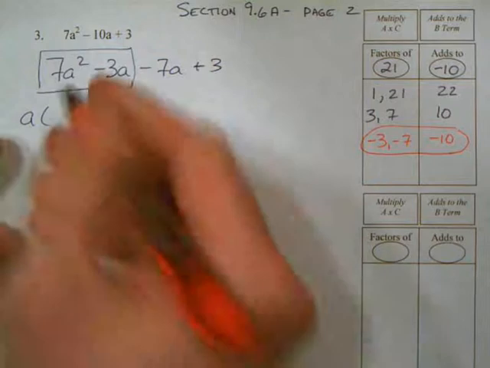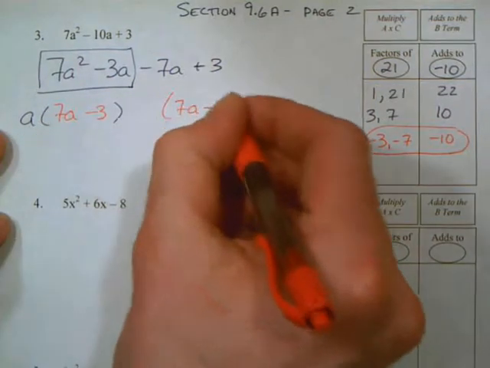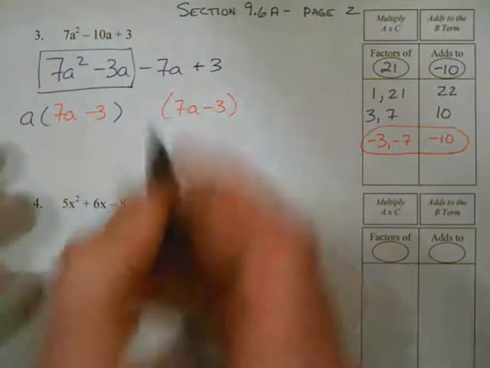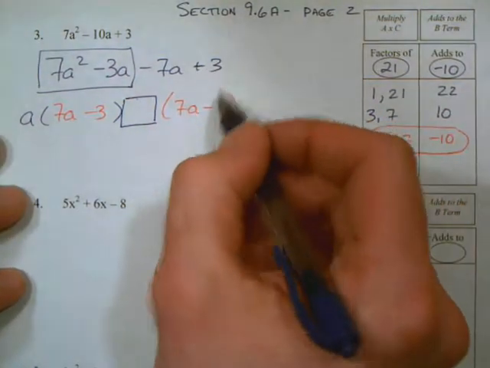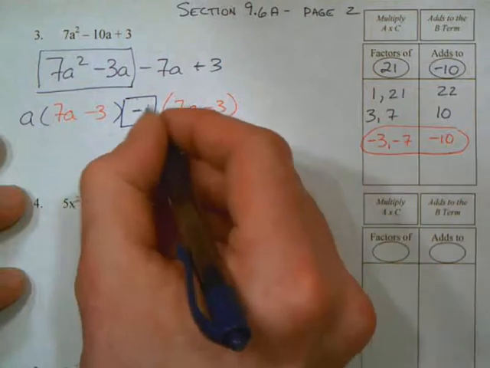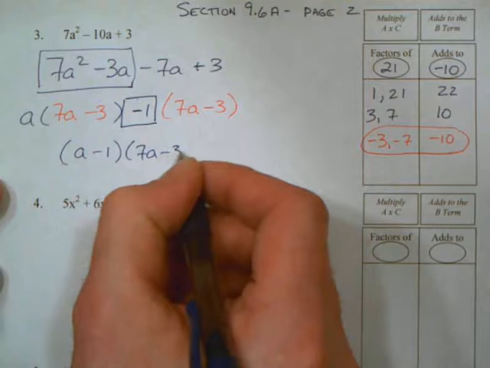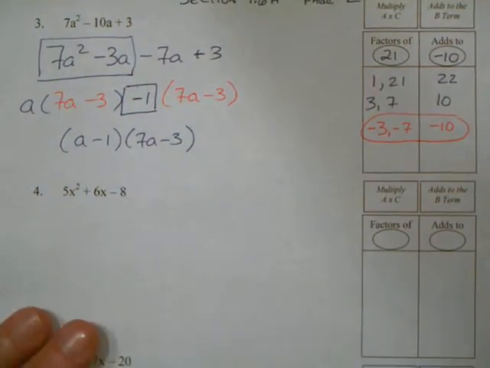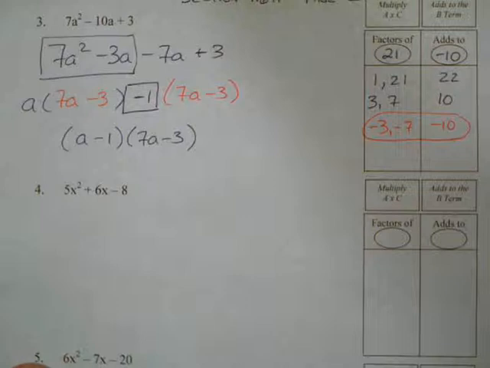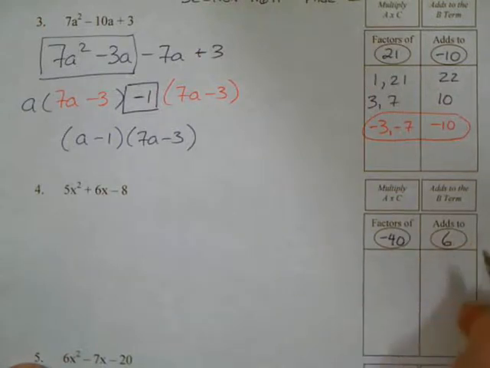Focus on our first two, take out our GCF. That's an a. What's left on the inside? 7a minus 3. So we put our 7a minus 3 at the back. Now we have to think again, what's going to go in our box? Well, that's simple. Positive 3 divided by negative 3, that's negative 1. So we have an a minus 1 and a 7a minus 3. Hopefully these are starting to get a little bit easier as we do more examples.